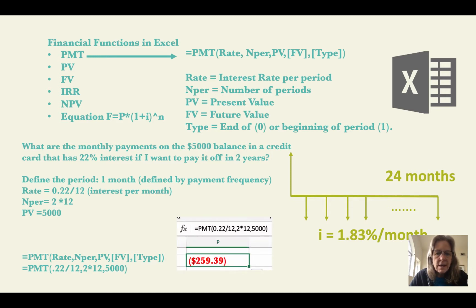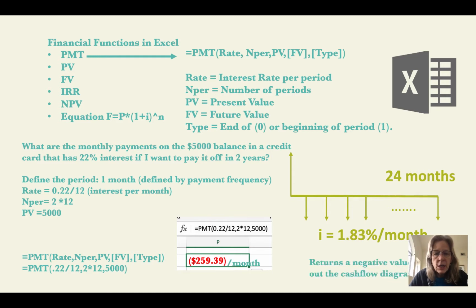You can see that's the way I put the function in, and it's okay to do calculations within the input, and I get $259. So that means if I want to pay off $5,000 balance in a credit card that has 22% interest, and I want to pay it off in 2 years, I need to pay about $260 a month.